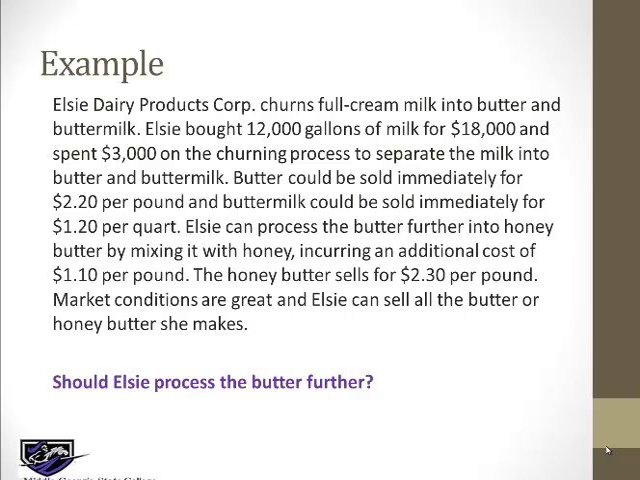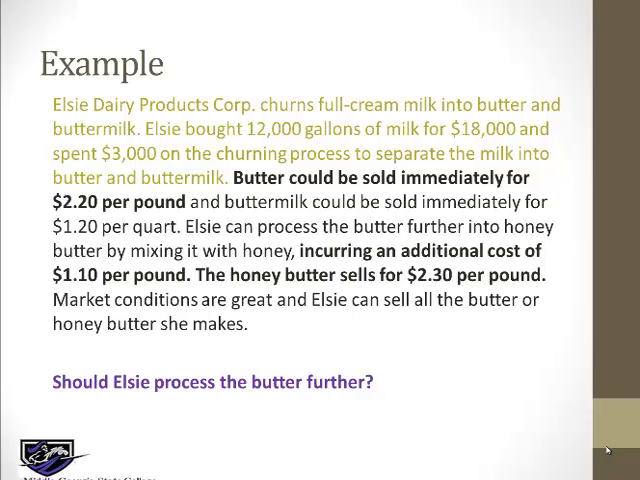They go on then to tell you that butter could be sold immediately at $2 a pound. So it's at split off. As soon as the process is complete, you can sell the butter for $2.20 a pound. And the buttermilk can be sold for $1.20 a quart. Okay. Here's the decision. Elsie can process the butter further into honey butter by mixing it with honey and incurring an additional cost of $1.10 per pound. The honey butter sells for a little bit more than the plain butter. Market conditions are good and she can sell either one. So should she process it further into honey butter? That's the question.